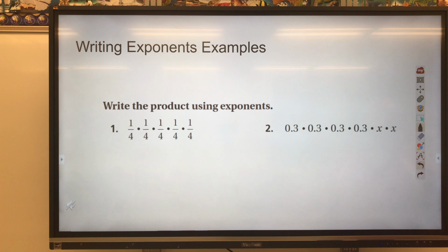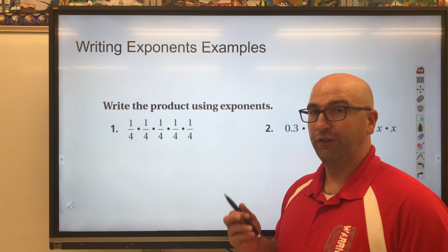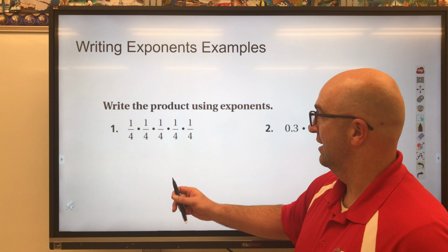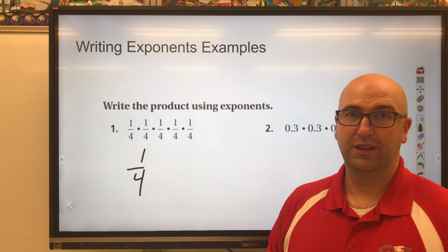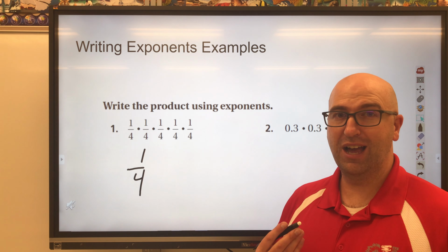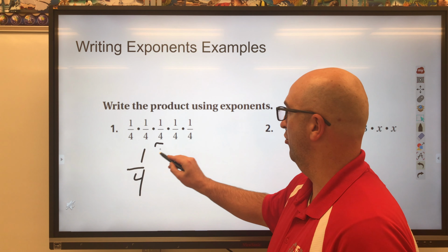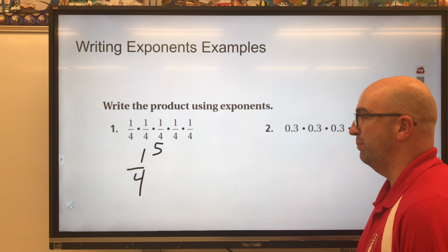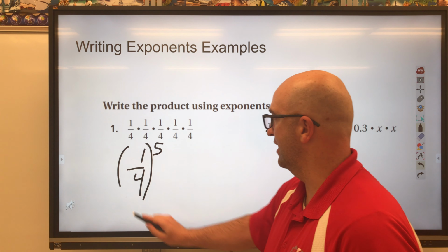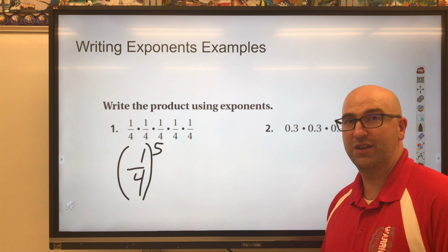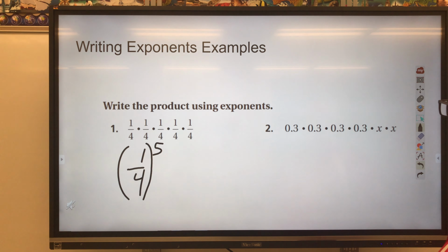So let's write these two as exponents. First, I identify my base. And this, my base is 1/4. What's my power? How many times am I multiplying it? 1, 2, 3, 4, 5. So 1/4 to the 5th power. Sometimes with fractions, you'll see that they'll write the base inside of parentheses. That's just to separate the power from the fraction.